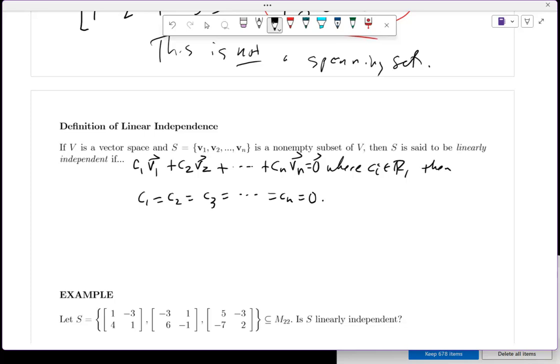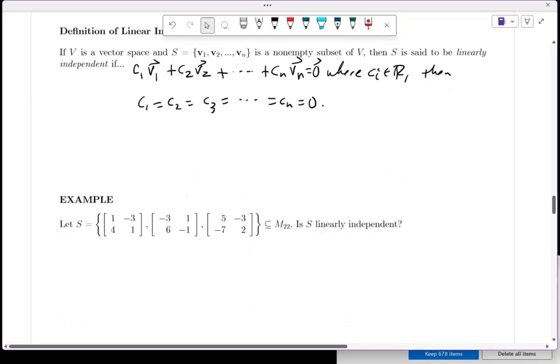If I have something that's not 0, say C1 is not 0, then I could move everything over to the other side and divide by C1, and I have V1 as a linear combination of the other vectors. I don't need it. That's the idea. All right, so let's see how we show something is linearly independent.